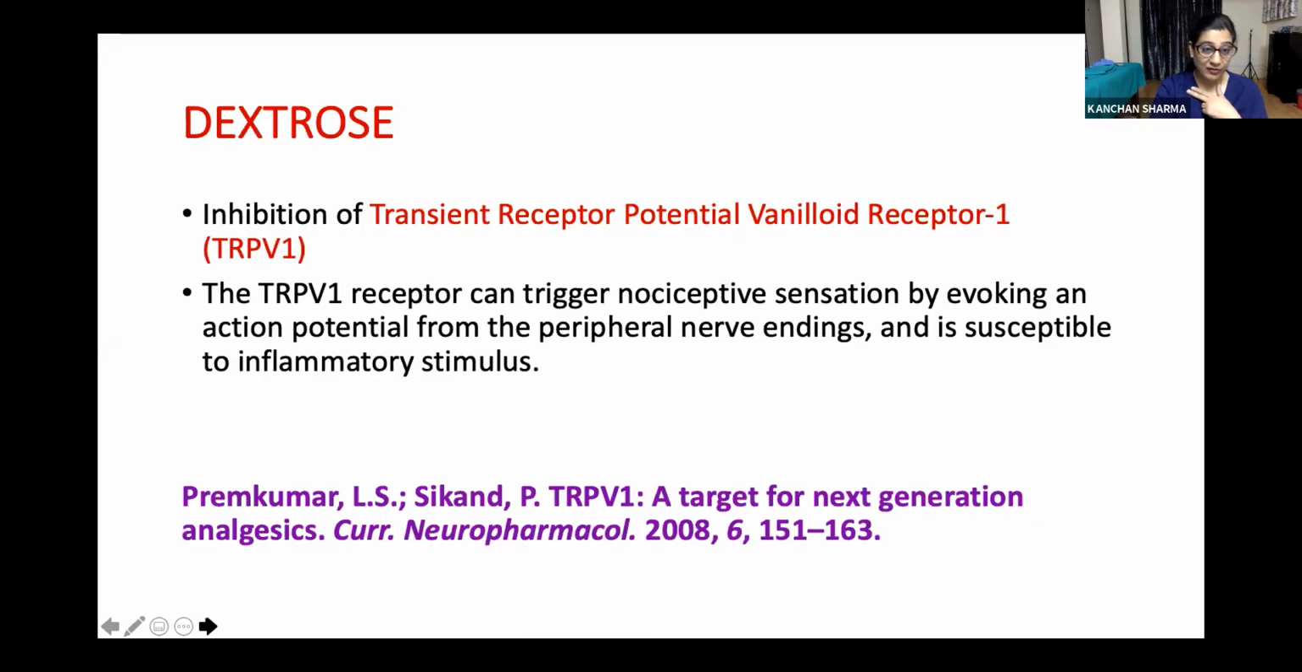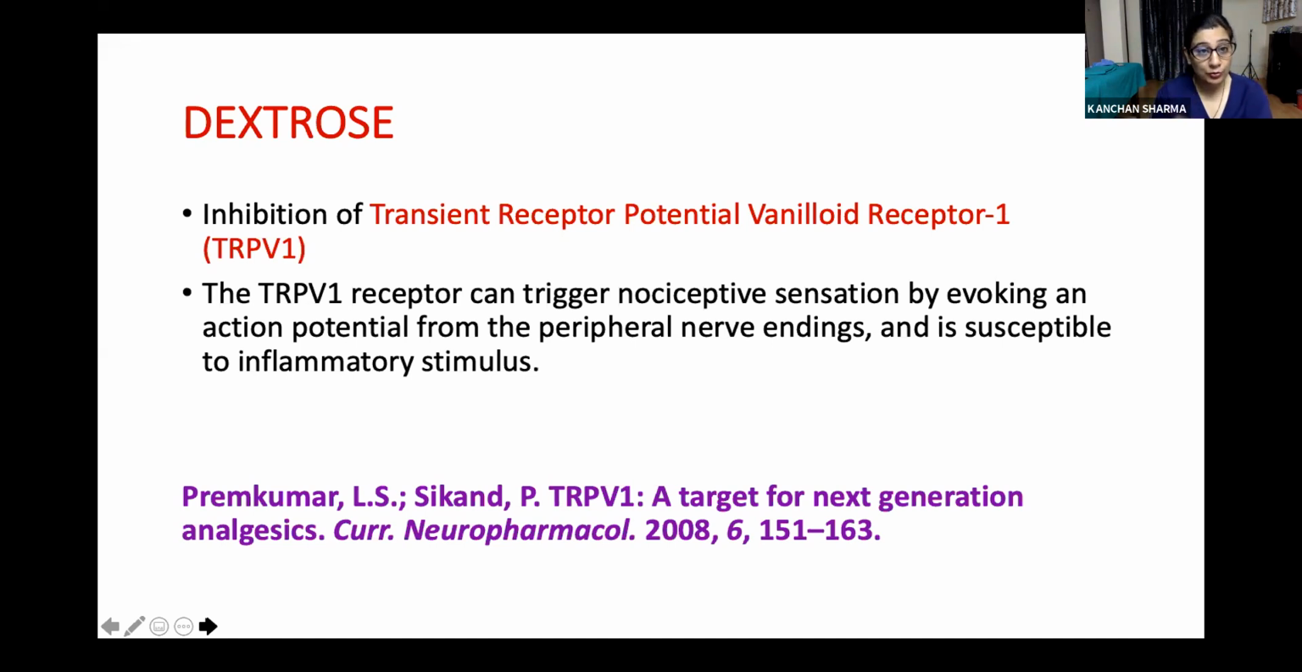Second thing, which is my favorite, is dextrose. 5% dextrose you can give, because dextrose has a very important role to play. There are receptors which we call TRPV1 receptors, and these trigger the nociceptive sensations. So dextrose causes the inhibition of these receptors. So we are not sending that inflammatory stimulus, the action potential which is generated. We are breaking it there. That's how dextrose helps.